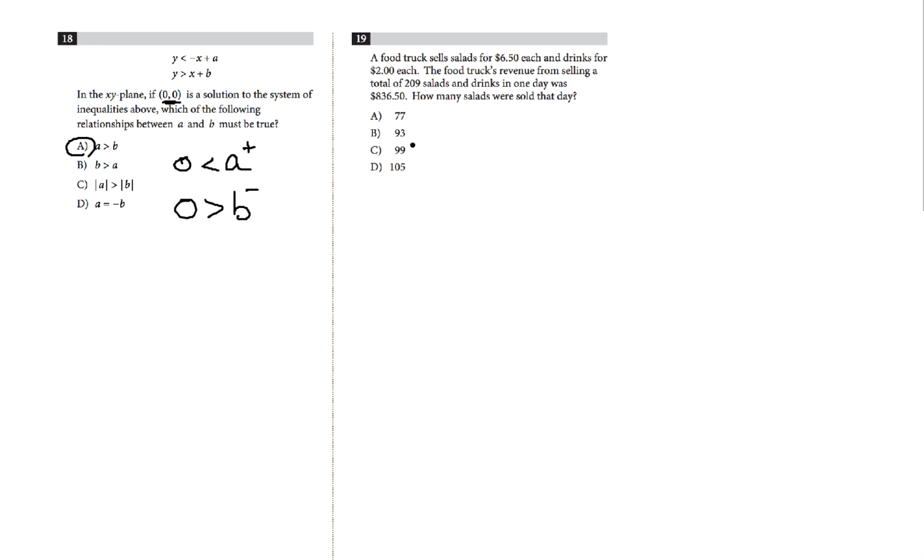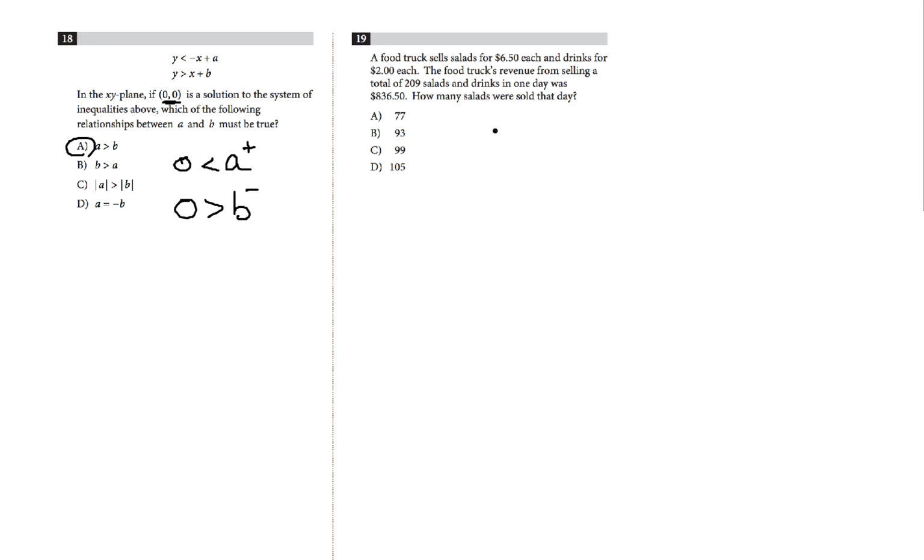Only 5 people missed this one. Interesting. A food truck sells salad for $6.50 each and drinks for $2 each. The food truck's revenue from selling a total of 209 salads and drinks in one day was $836.50. How many salads were sold?